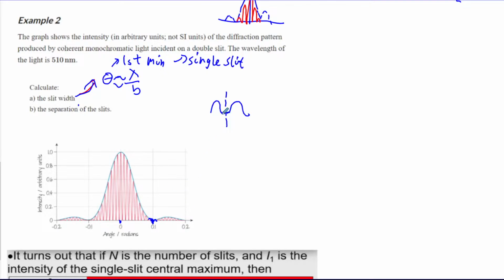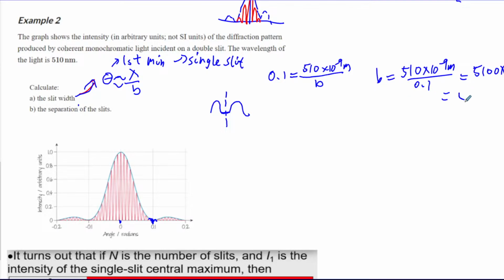So the angle is 0.1 radian, so 0.1 is equal to the wavelength, 510 times 10 to the negative 9 meters, over b. So b is equal to 510 times 10 to the negative 9 meters over 0.1. You may notice that it's dividing by 0.1, which is multiplying by 10, right? So it's 5,100 nanometers. A little bit bigger.